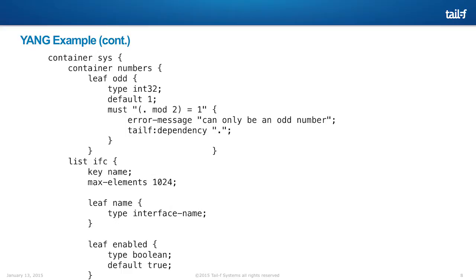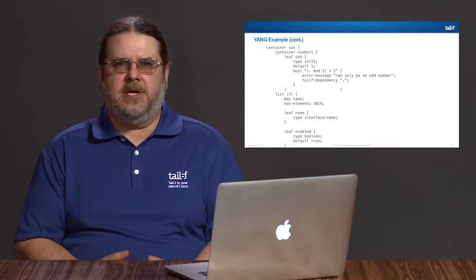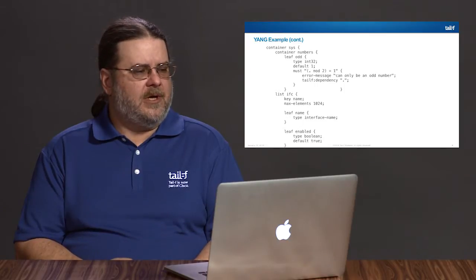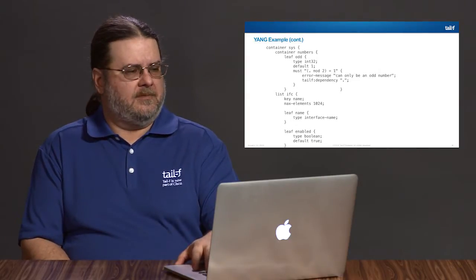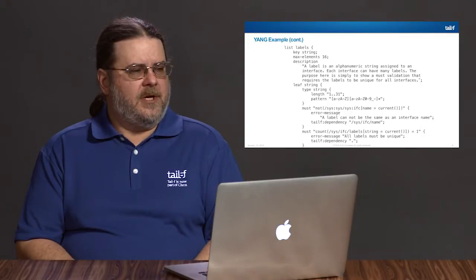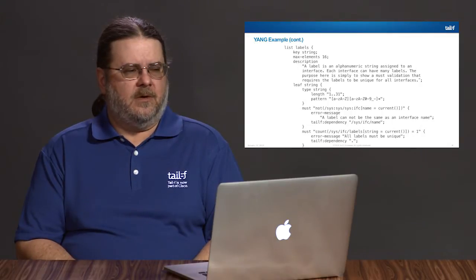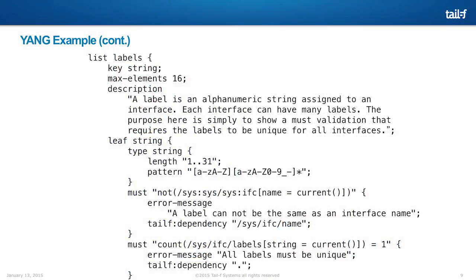So when you declare a list, such as this list called IFC here, you'll declare keys. These you can think of as key columns in a table, and then there'll be the remaining columns from the table described in your list description in Yang. Another example on this next slide of another list here called labels. The main thing to highlight from here is the use of these statements called must.